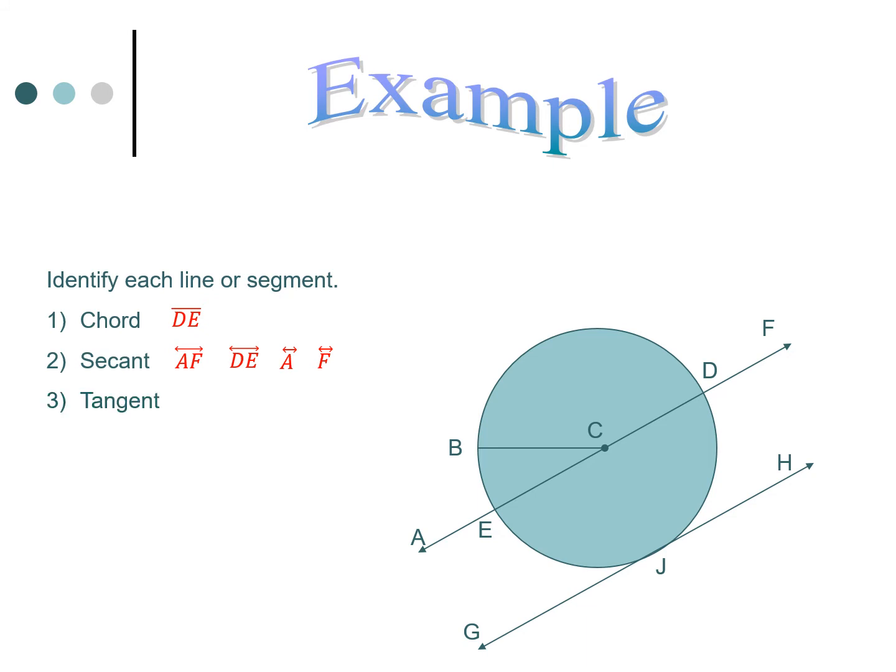Let's find the tangent. Remember, the tangent is the line that touches the circle only at one place. GH. Another way of writing that answer, line G or line H. The diameter, that one's pretty easy. Segment DE.